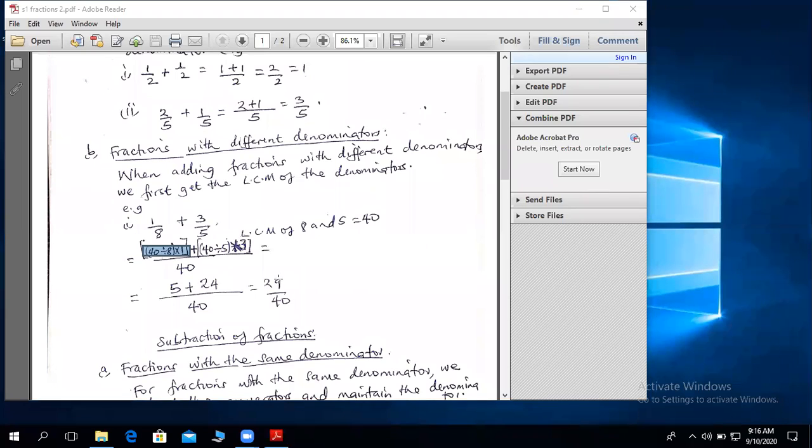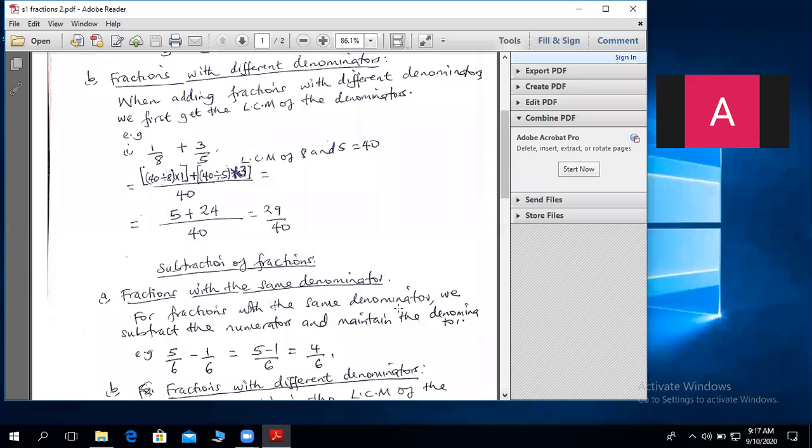Now, can this fraction be simplified to simplest form? The answer is no. There is nothing we can divide 29 and 40 by; there is no common factor that goes in. So this is where we are going to end our answer. Our answer is 29 out of 40. So that is how we can add fractions.